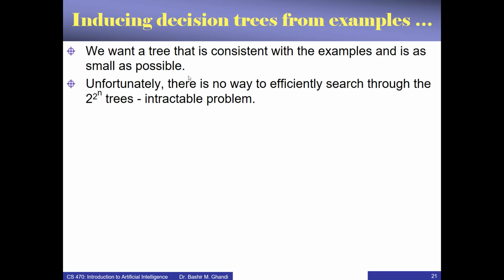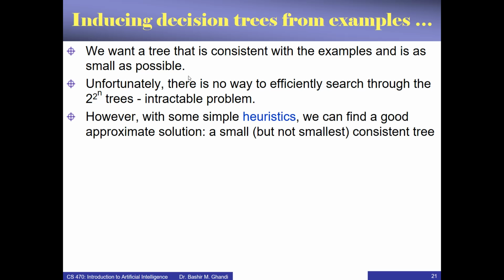So unfortunately, there is no way to efficiently search through the 2 to the power 2 to the power n trees. It is an intractable problem. However, with some simple heuristics, we can find a good approximate solution, and this is our target, that will give us a small, maybe not necessarily the smallest, but consistent tree.